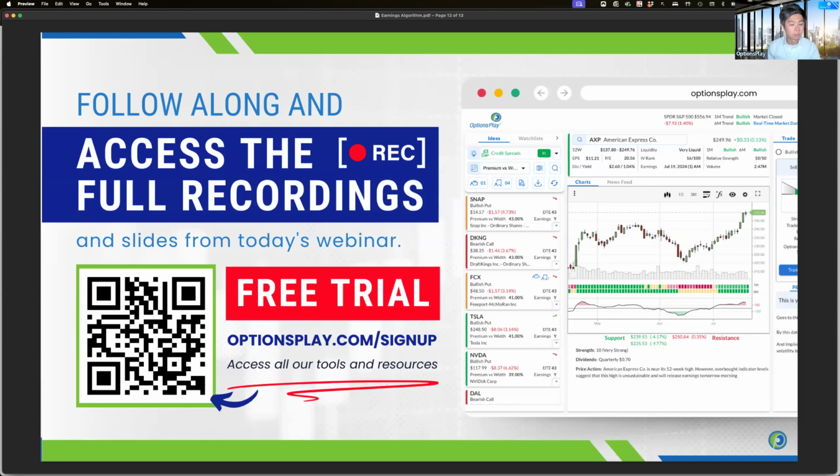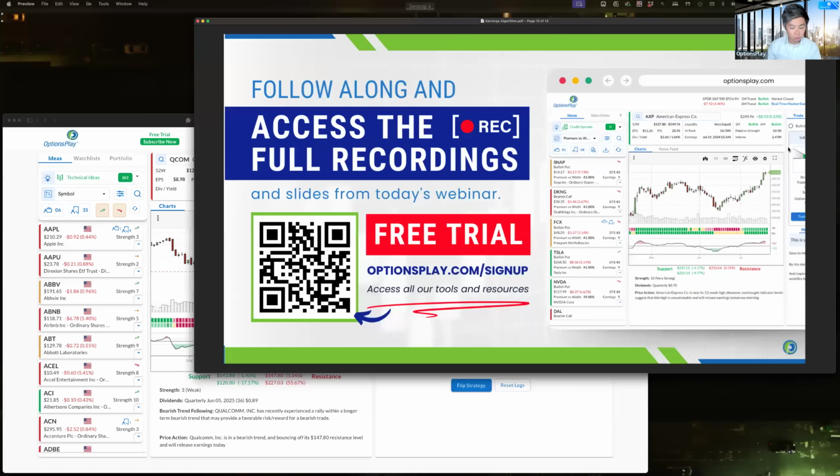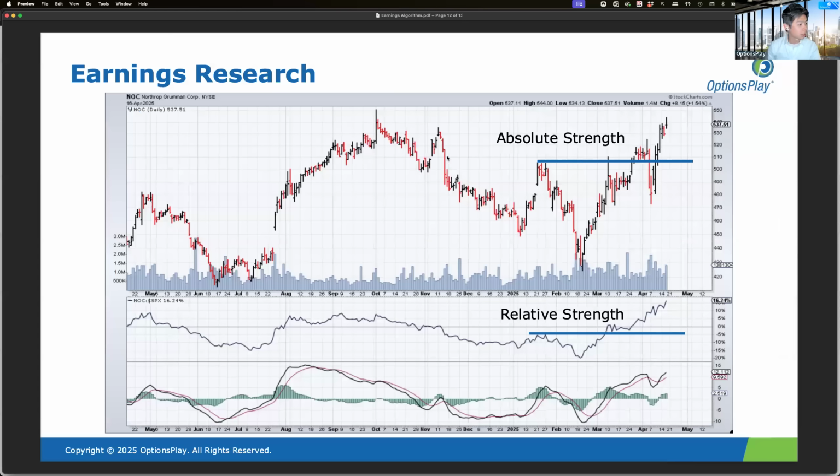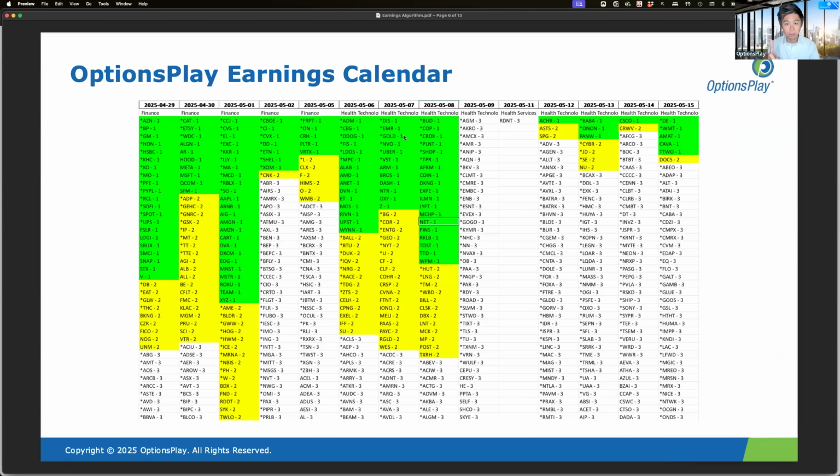What does the number next to the symbol indicate? So I guess the question is really on the earnings calendar here. The number next to the symbol on the earnings calendar is liquidity. 1 is the most liquid options, 2 are somewhat liquid, 3 are not liquid at all. So our earnings calendar is always based on liquidity.